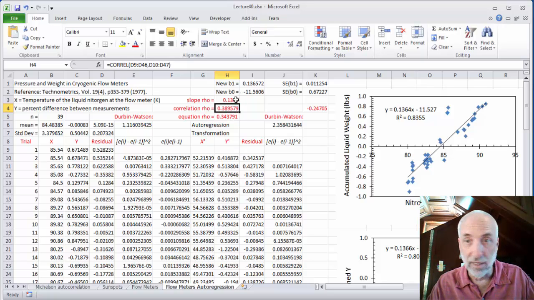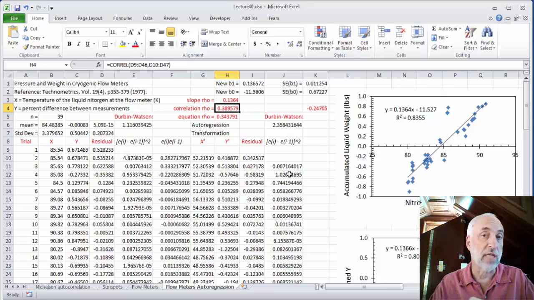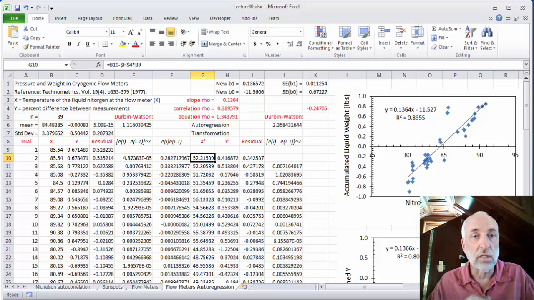Notice that the other methods we talked about, the slope and that equation, in this case both give values less than using the correlation to estimate rho. Nonetheless, we'll use this correlation as our estimate of rho. And so the transformed x will be the x value minus this correlation, H4, times the previous value. Likewise, transformed y will be the y value at trial 2 minus the y value at trial 1 times this correlation.